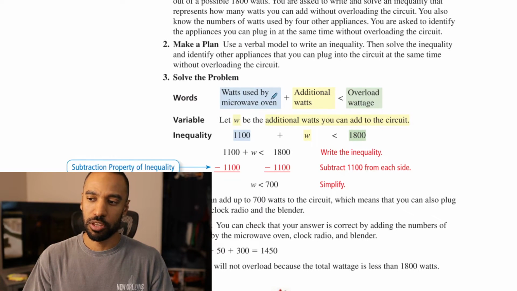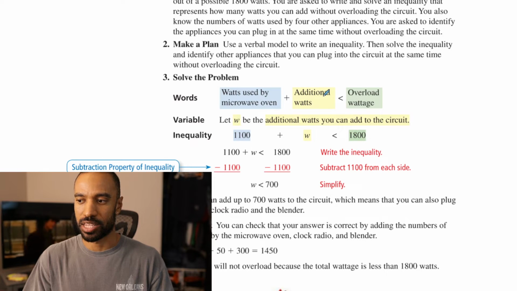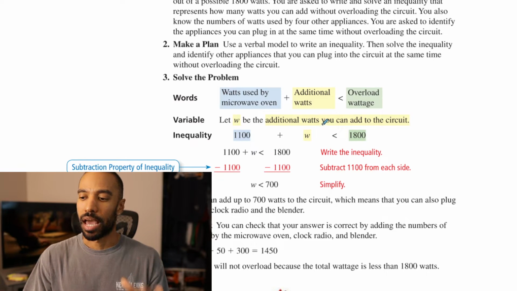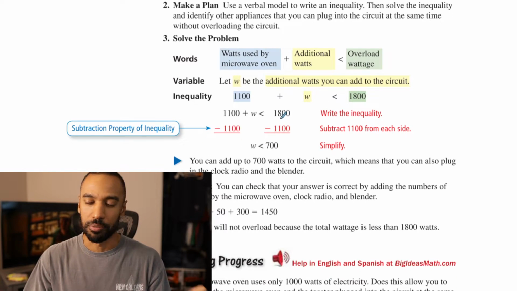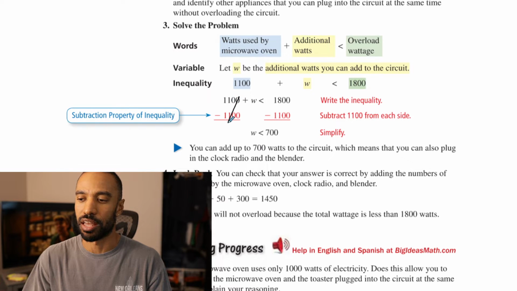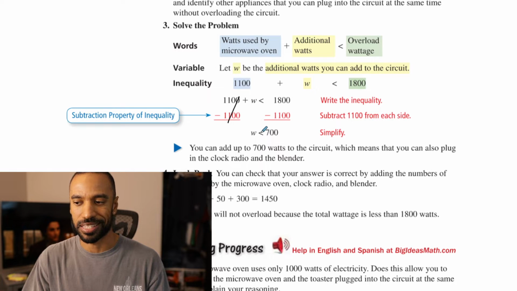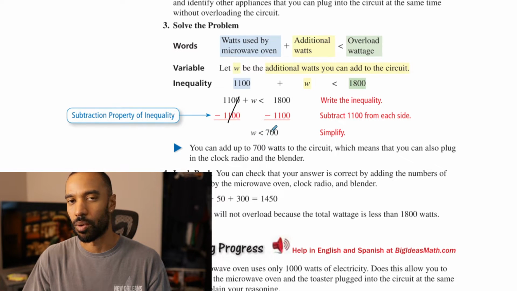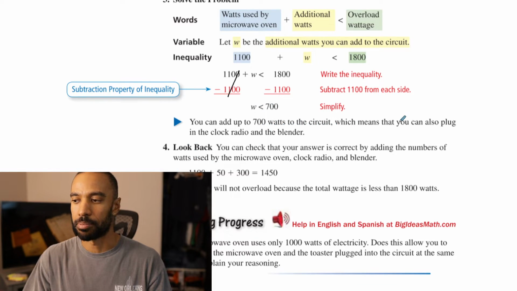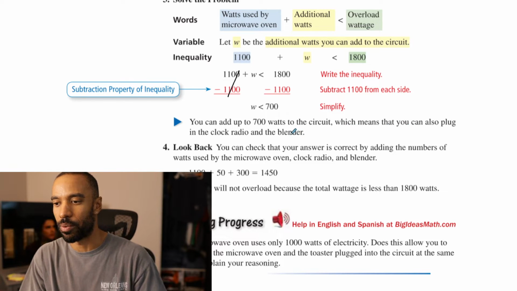So yeah, the watts used by the microwave plus the additional watts has to stay less than the overload wattage. So 1100 plus W is less than 1800. That's our setup. But now we can solve these. Now, we should have been able to before, but now we can solve these. Subtract 1100 from both sides. The amount of additional wattage has to stay under 700 watts overall. You can add up to that, which means you can also plug in the clock, radio, and the blender.